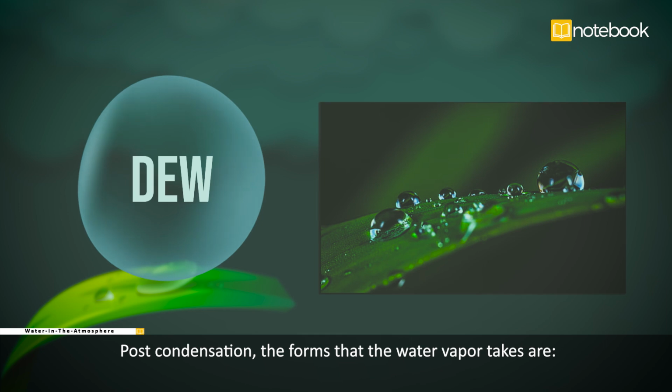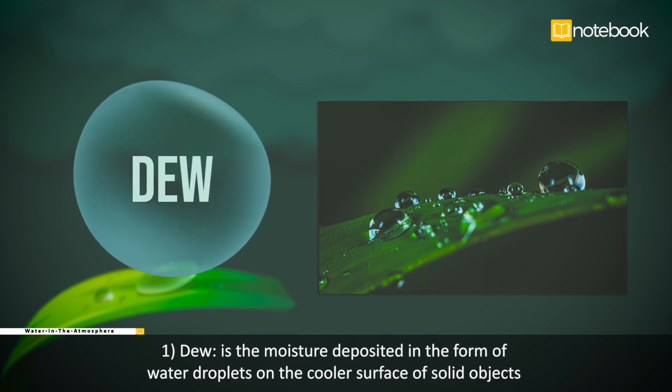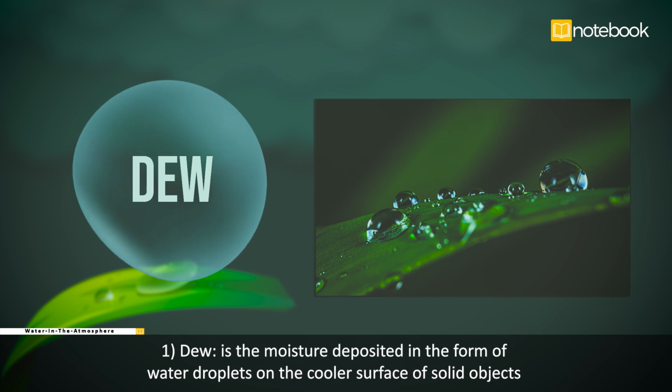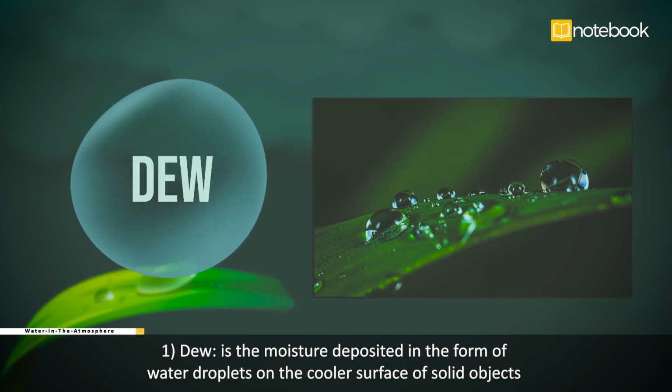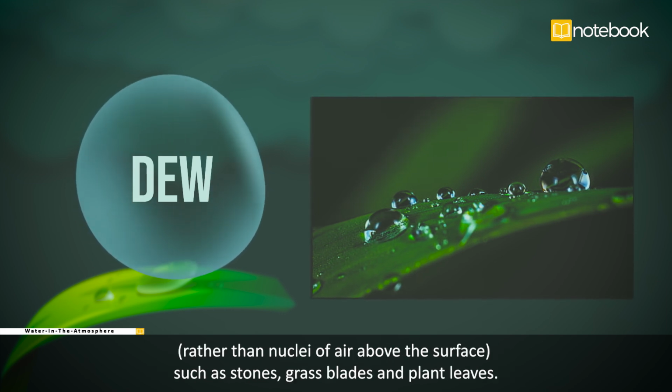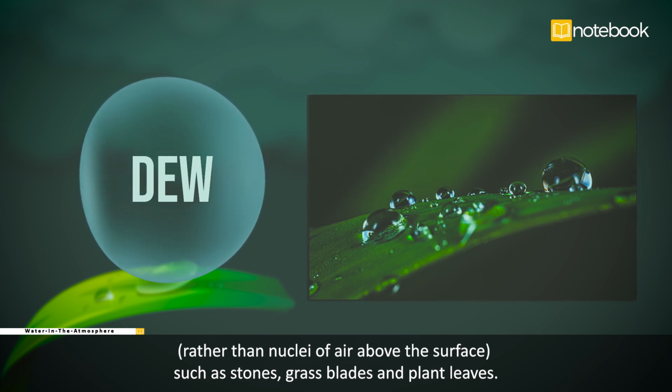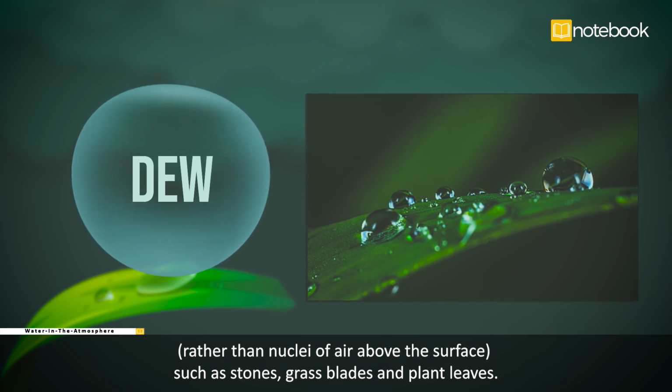Post-condensation, the forms that the water vapor takes are, dew. This is the moisture deposited in the form of water droplets on the cooler surface of solid objects, rather than nuclei of air above the surface, such as stones, grass blades, and plant leaves.